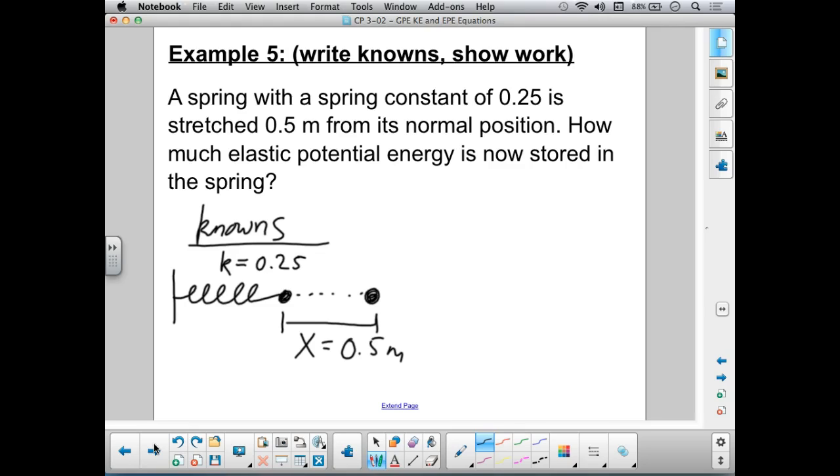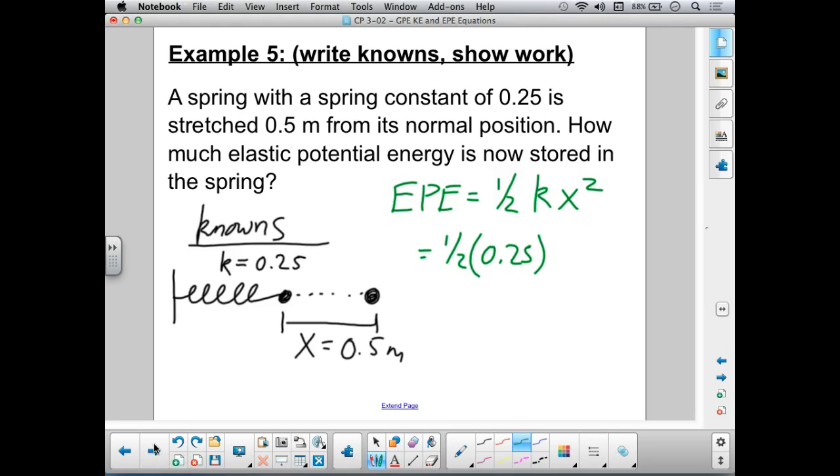And then this becomes a pretty straightforward use of the elastic potential energy equation. I know that EPE equals 1/2 K x squared. I'm going to plug in what I know. 1/2 times 0.25 times 0.5 squared. Well, let's see. 0.5 squared is 0.25. And I have 0.25 again over here. So let me close my parentheses with a 1/2. And I can multiply all three of those together.